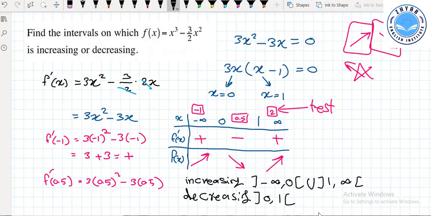In chapter 4, every single interval of increasing and decreasing we write, the brackets are always open. Then the first example is complete.